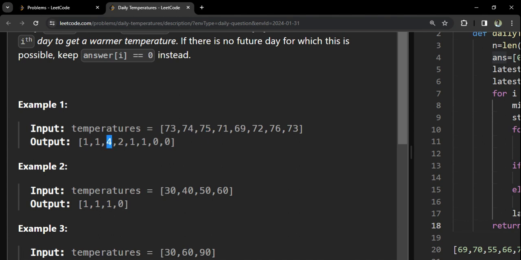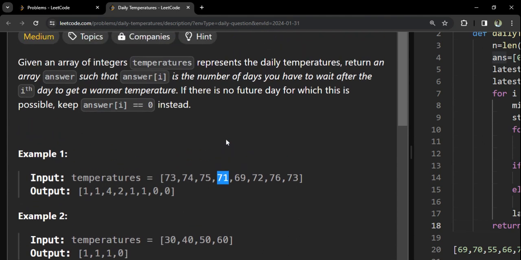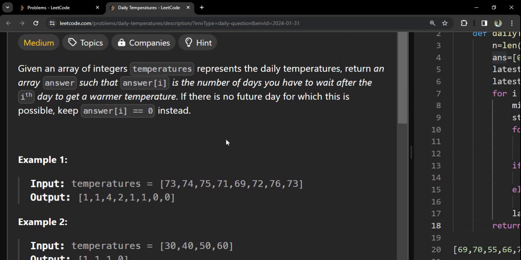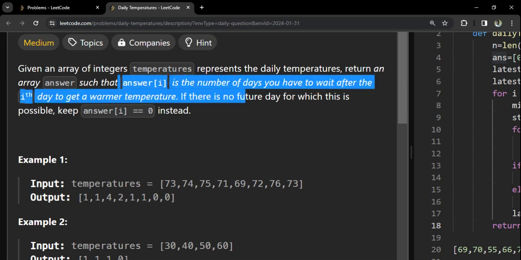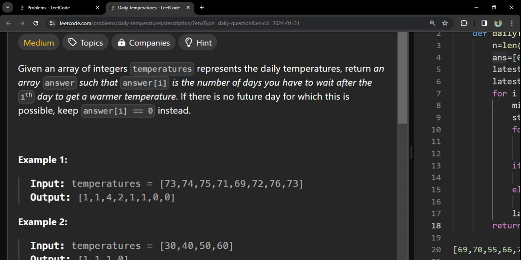The same is the case for 71. How many days do I have to wait till I get a temperature higher than 71? It is 2 days, because 71 is followed by 72. 72 is the nearest highest temperature when I am at this particular index. Nearest highest temperature compared to the current day, so please pay attention to each and every word here. I feel the question is simple to understand. There's nothing complex here that is not mentioned and left for you to figure out. Again, the answer of i is the number of days you have to wait after the ith day to get a warmer temperature. I hope the question is clear to you now.